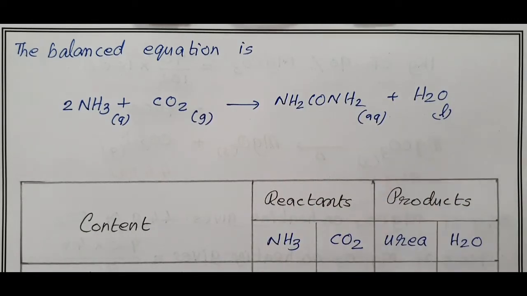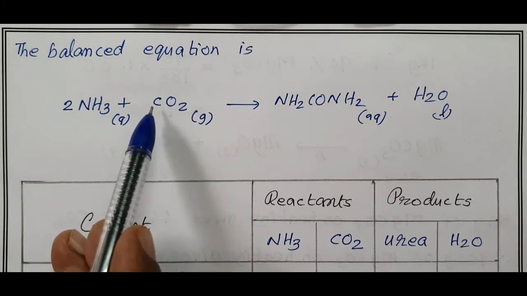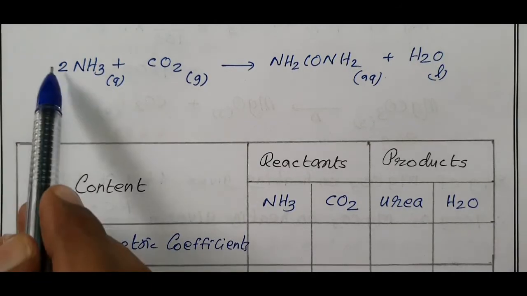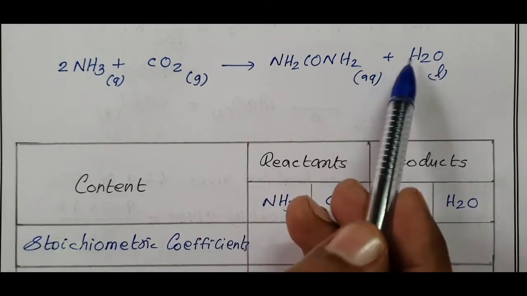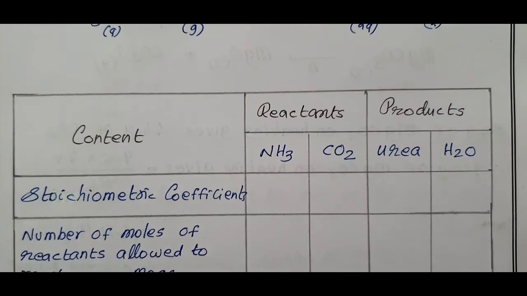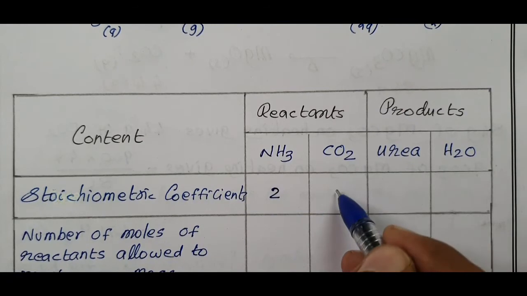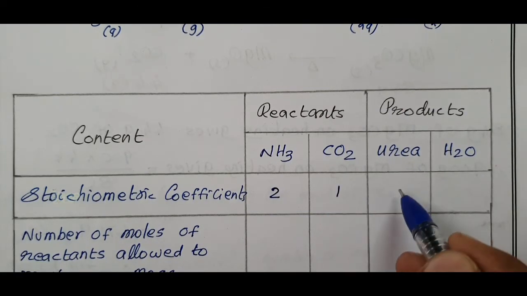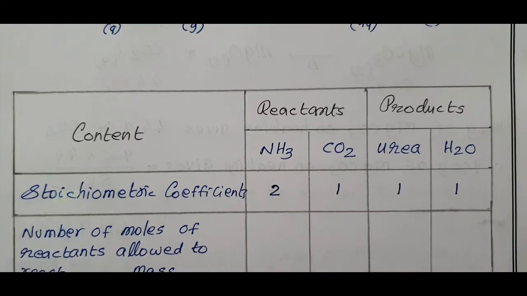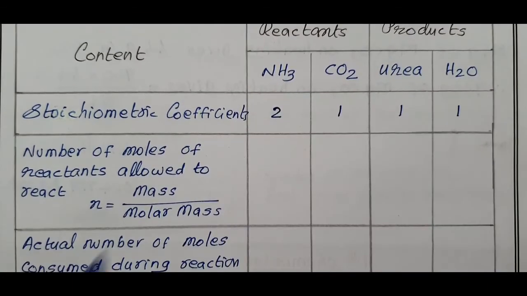The equation is balanced. Now, 2 moles of ammonia react with 1 mole of carbon dioxide. Remember this: 2, 1, 1, 1 are the stoichiometric coefficients involved in this reaction. 2 moles of ammonia react with 1 mole of carbon dioxide, produce 1 mole of urea and 1 mole of water.